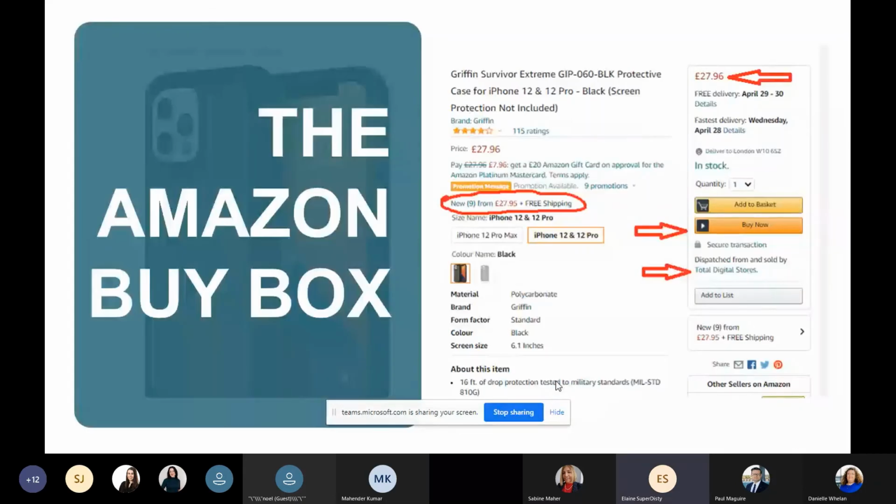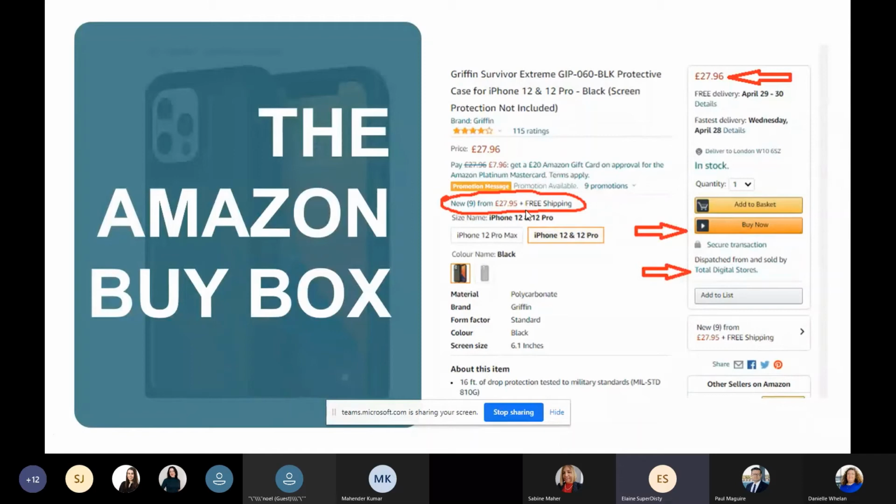So what is the Amazon buy box? The Amazon buy box is basically what you see on the right hand side there, the white box, where the price is, as you see, $27.96. You have the buy now button, and you will also see underneath there, it's sold and dispatched by Total Digital Stores, this particular product. Ordinarily if we were shopping on Amazon, we'd click buy now. And if you look on the right hand side of the screen, it says there are 9 sellers. So there are 9 other sellers that are selling that product that don't even get mentioned on that buy box page.